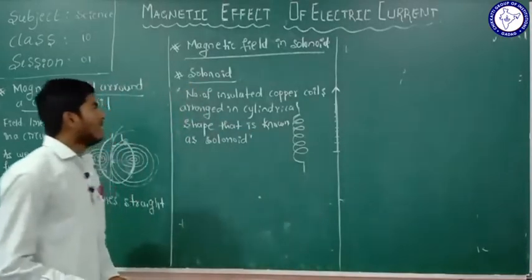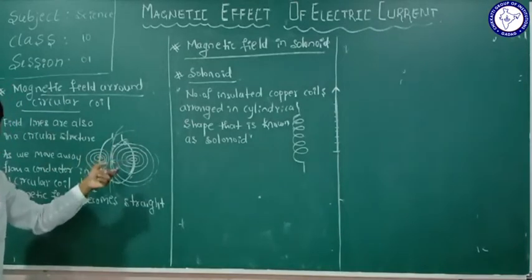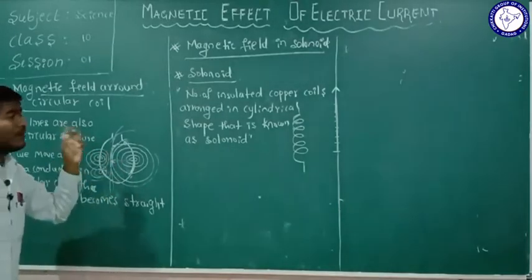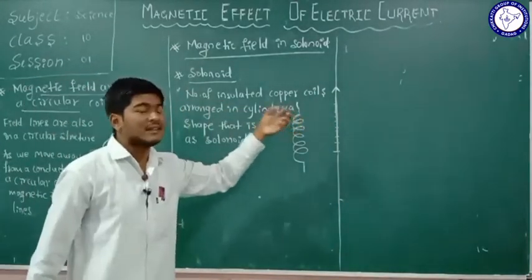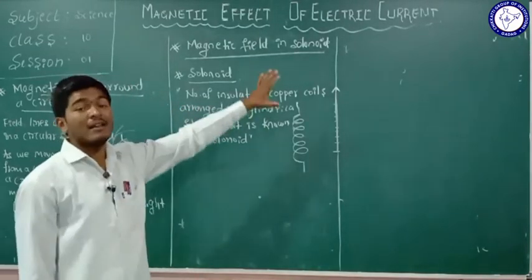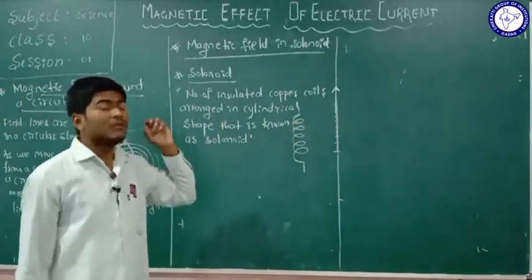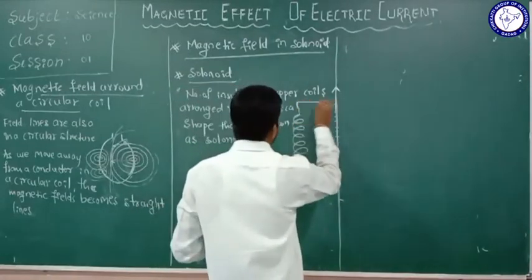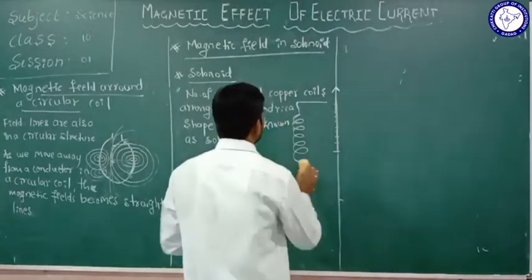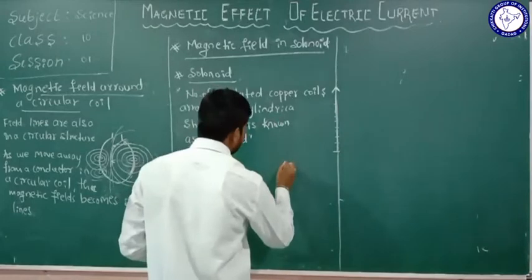What is a solenoid? A number of insulated copper coils. I am considering only one coil here, one electrical conductor in the shape of a coil. But when we consider a number of insulated copper coils arranged in a cylindrical manner, that is known as the solenoid. So what is the case of the magnetic field here? When we pass an electric current through the solenoid, what are the characteristics of the magnetic field? That will be seen now.